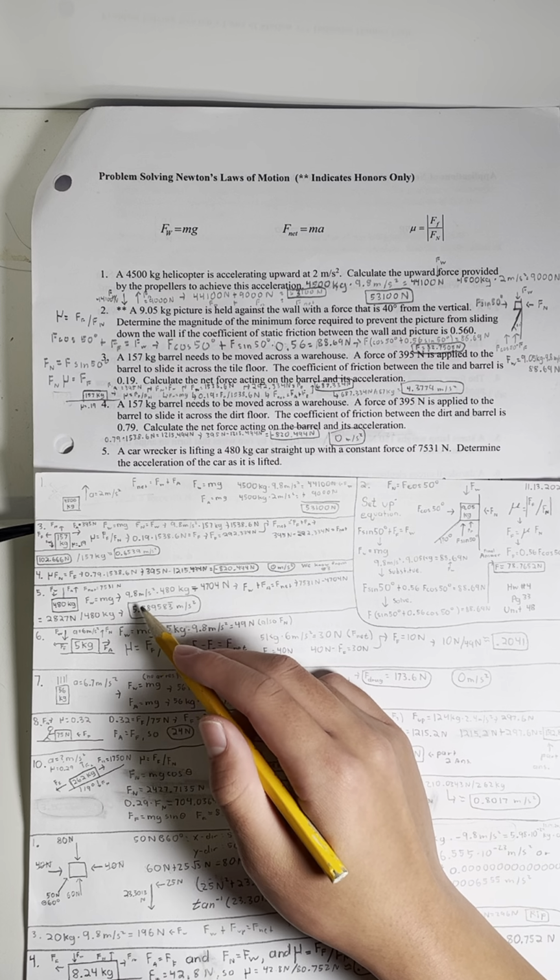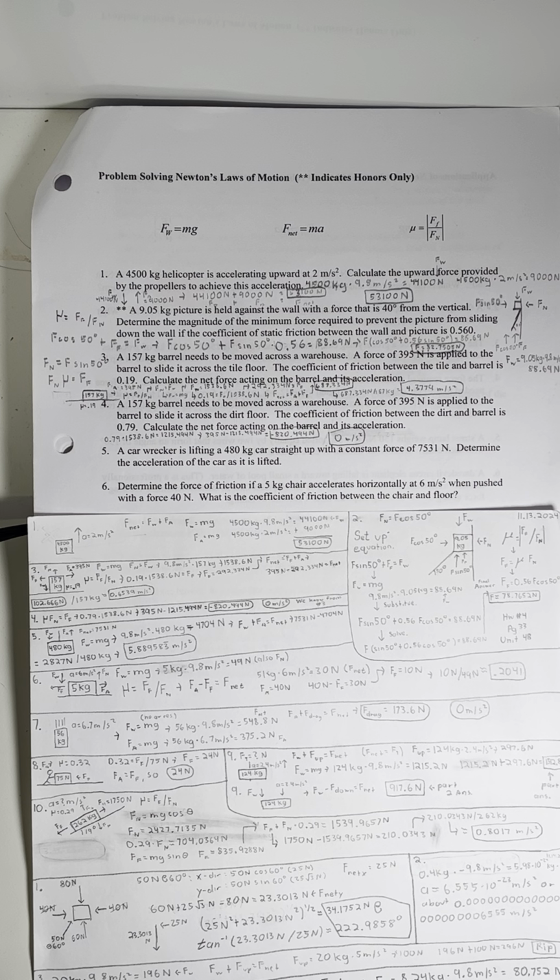Okay, number 6. Determine the force of friction, in this case mu, if a 5 kilogram chair accelerates horizontally at 6 meters per second squared when pushed with a force of 40 newtons. What is the coefficient of friction between the chair and the floor?